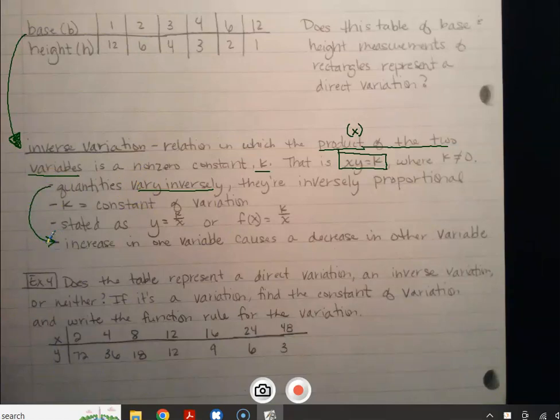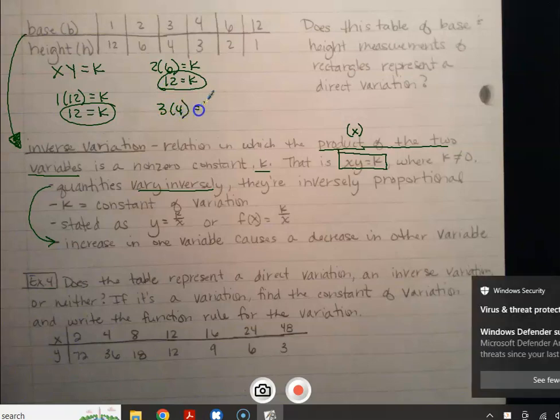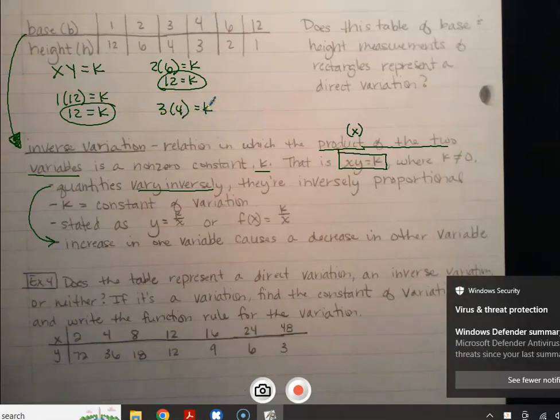So check this out. Since the base and the height is an inverse variation, it's saying that x times y equals our k. So in this case, we're going to have 1 times 12 equals k. So 12 equals the k. In the next one, 2 times 6 equals k. So we have 12. The next one, 3 times 4 equals k. All right, so then we have 12 equals k.